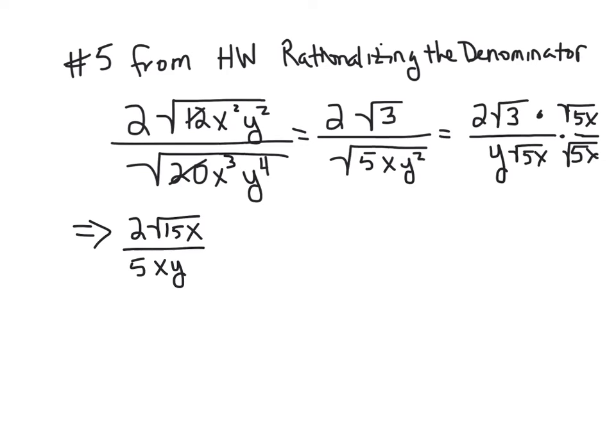Okay, so what I end up with when I multiply the numerator 2 root 3 times root 5x is 2 root 15x. And then in the denominator, I get 5xy. And that's my final answer.